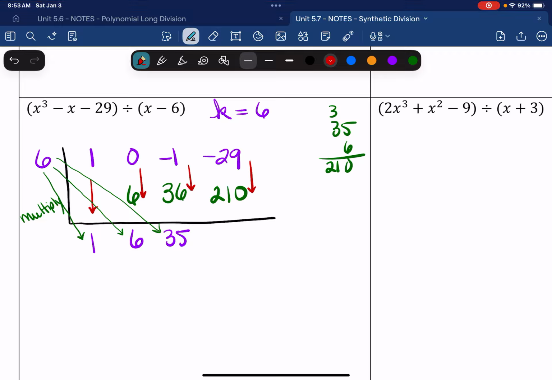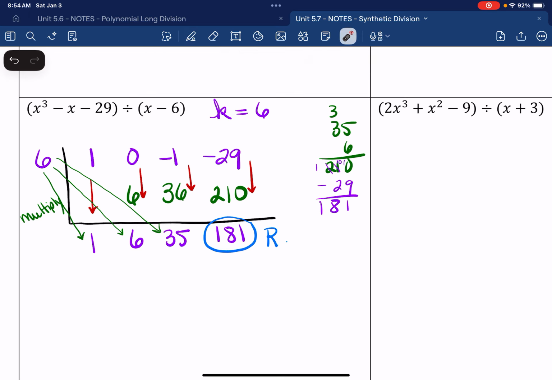So 210 minus 29. 10, 9, 81. 181. So 181 is our remainder.